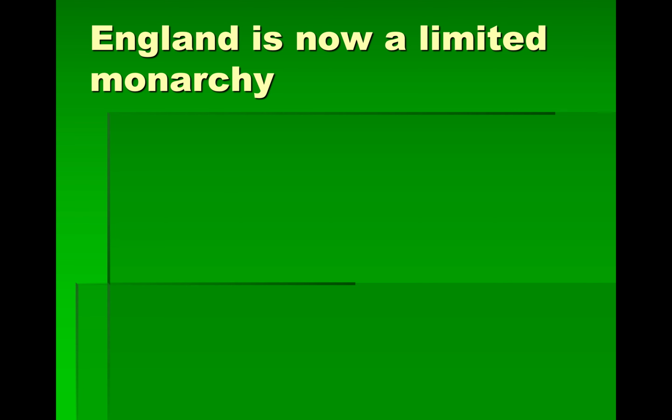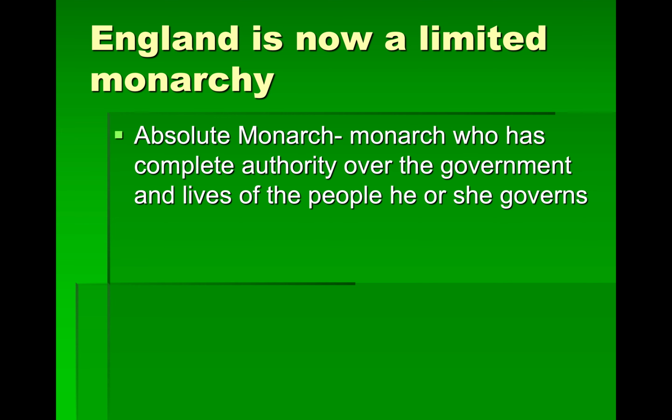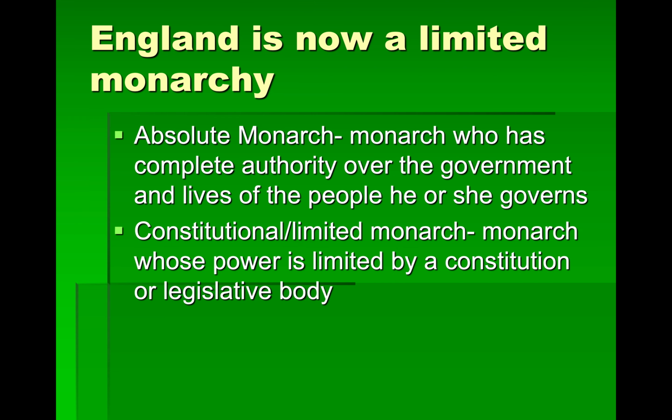All right. So this is really important, ladies and gentlemen: England is now a limited monarchy, or a constitutional monarchy. An absolute monarch is someone who has complete authority over the government. We're going to see that with Louis the 14th. He says, "I am France. I am the state. I can do whatever I want." That's not England.